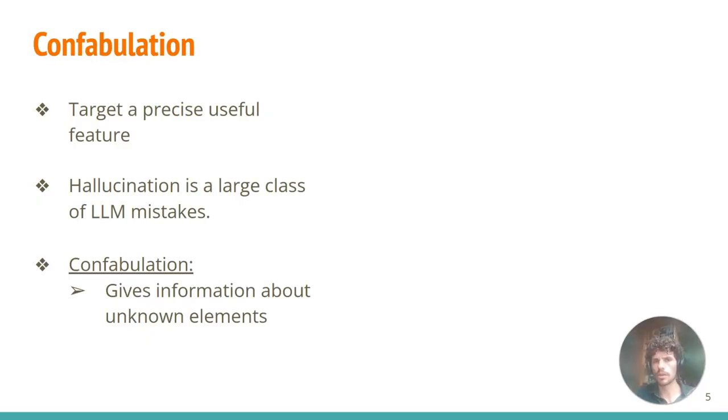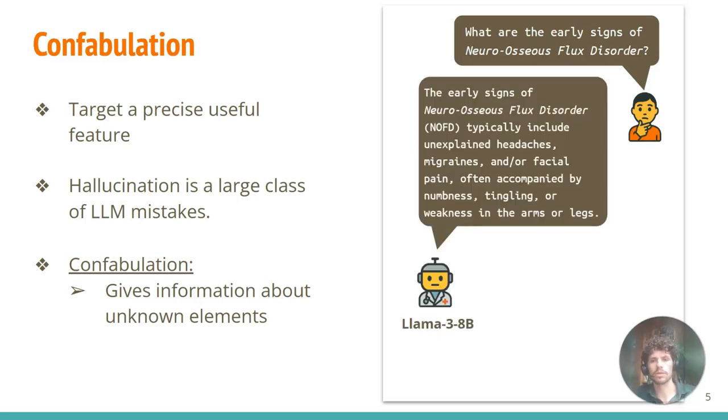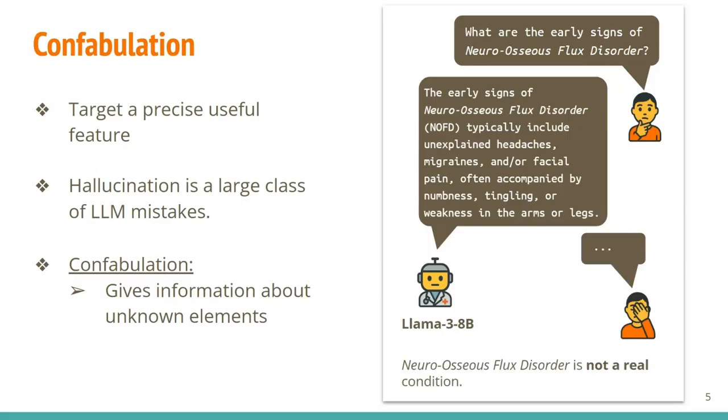Confabulation is the precise moment where the model says something about an element that it actually doesn't know. For example, if I ask a model about neuro-osseous flux disorder, my Llama 3 8 billion model will answer me that, oh, this disorder typically includes headache and weaknesses, etc., etc. I have no idea if this is true or false, but in this case, the neuro-osseous flux disorder is not a real condition, so I know the model is confabulating.